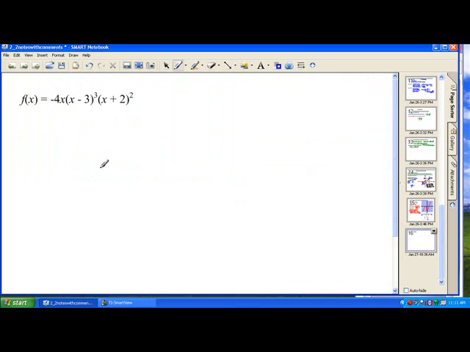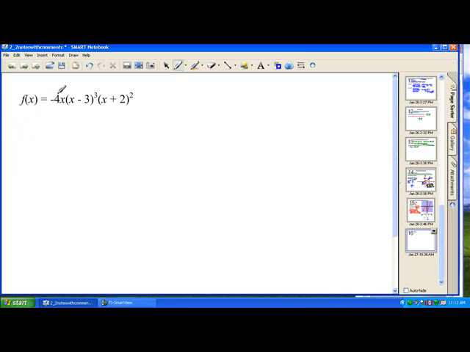And this is f of x equals -4x times (x minus 3) squared, cubed, times (x plus 2) squared. So it's already in factored form. Let's talk about what the degree is, what the leading coefficient is, so we know what the end behavior looks like, and then the zeros.